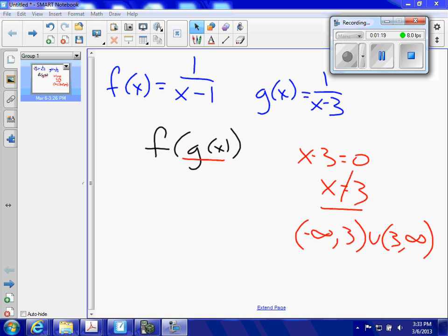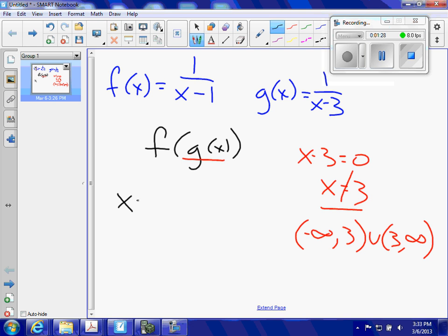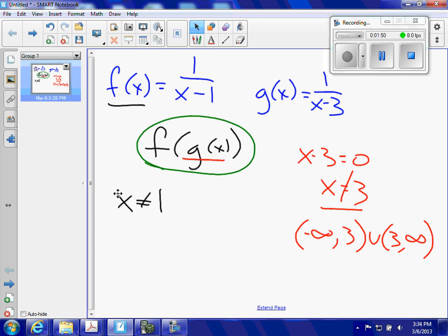Now the next step is I want to take a look at f of x. So I look at f of x, and I can see that x cannot be equal to 1, because if x is equal to 1, I'm going to have some problems. It's going to explode. But the key here is that I'm not really that concerned about the domain of f of x. I am concerned about the domain of the composite f of g of x.